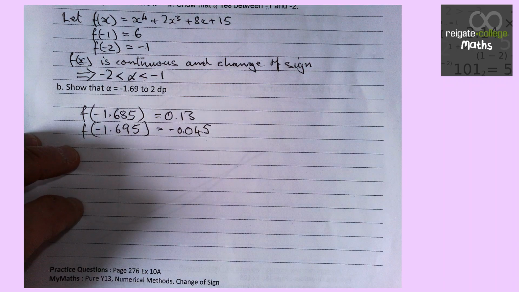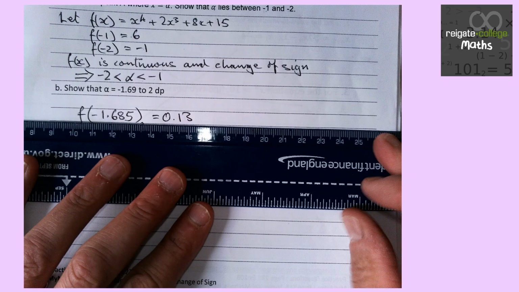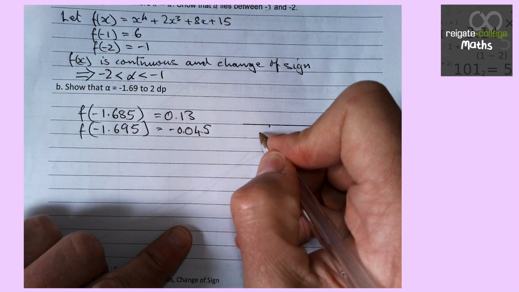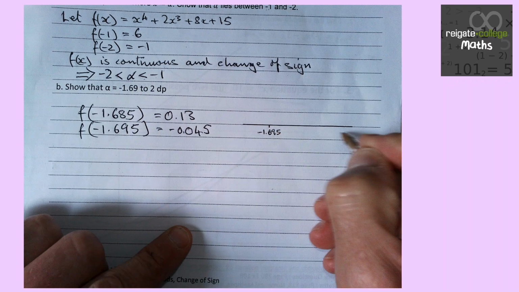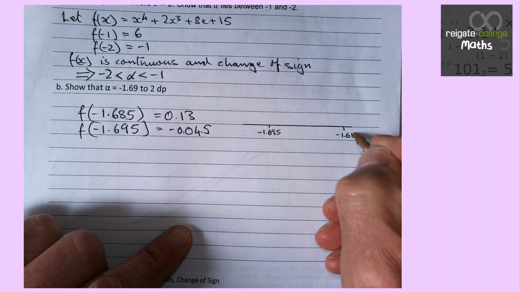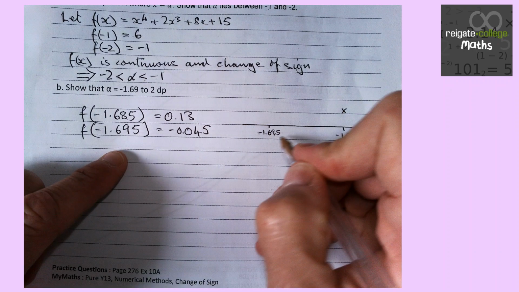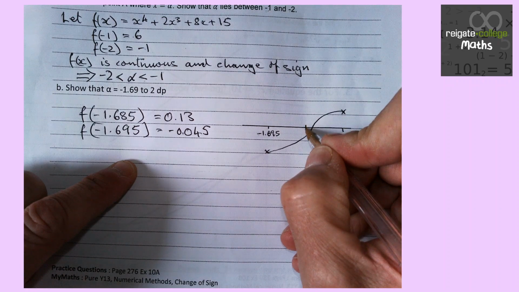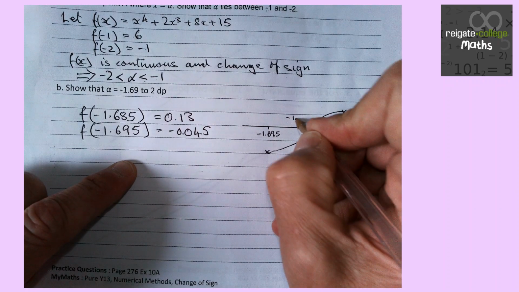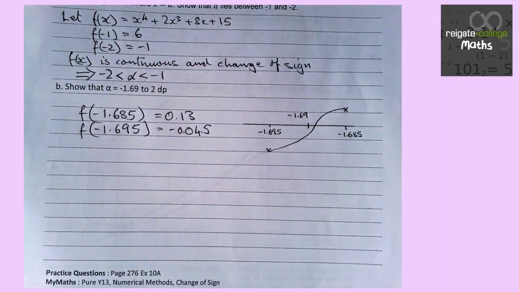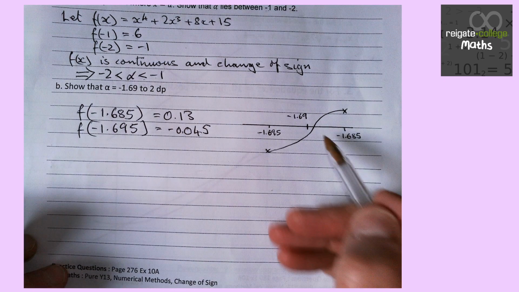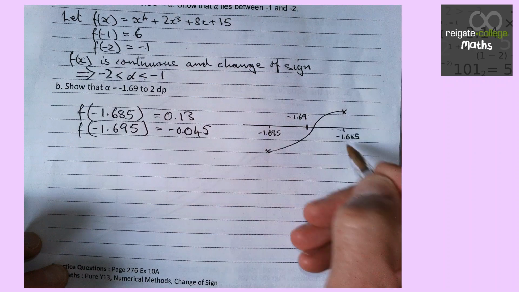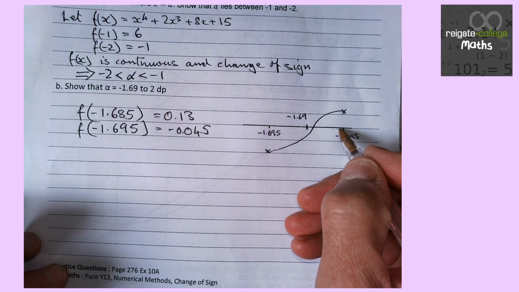So let's consider what's happening here now. Let's just draw a little part of the x-axis. Here's my minus 1.695. Here's my minus 1.685. Here f of x is positive, here it's negative. So we've got our root somewhere in between. Now halfway between those is minus 1.69. So my root is somewhere between 1.690 and 1.685.